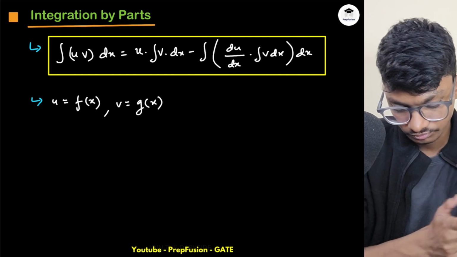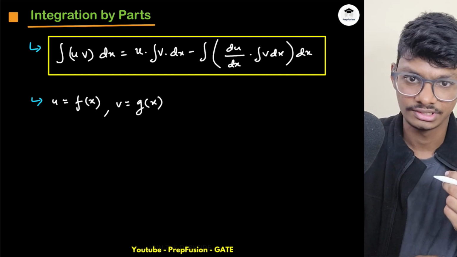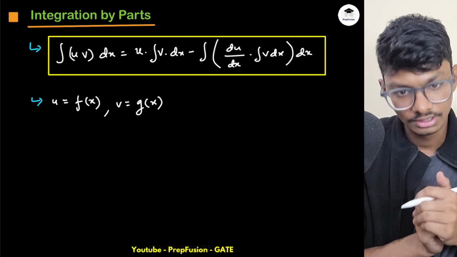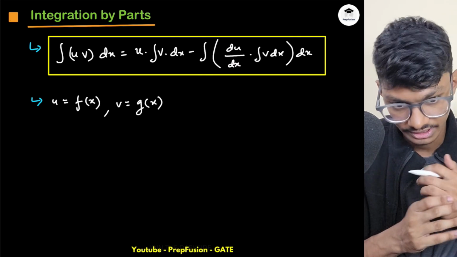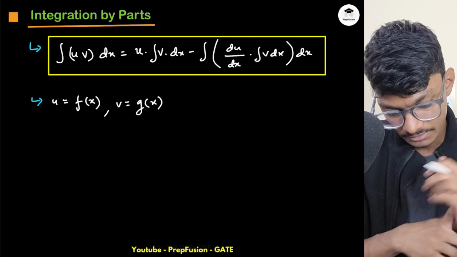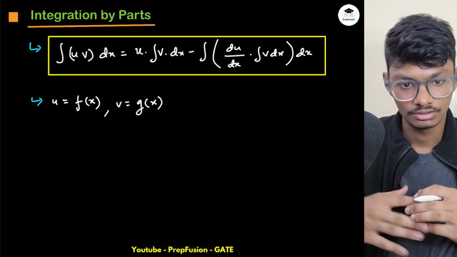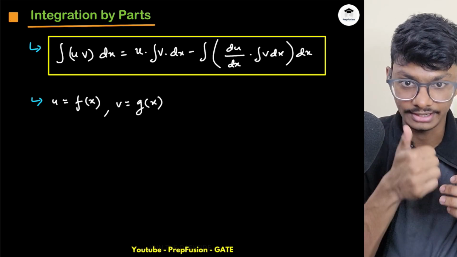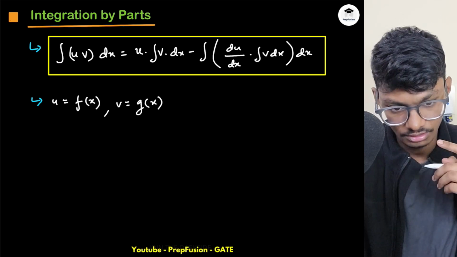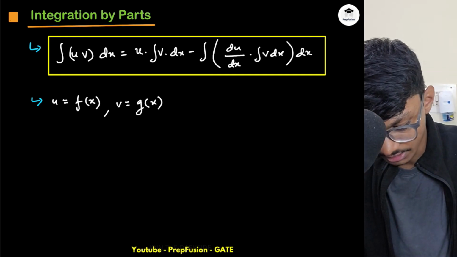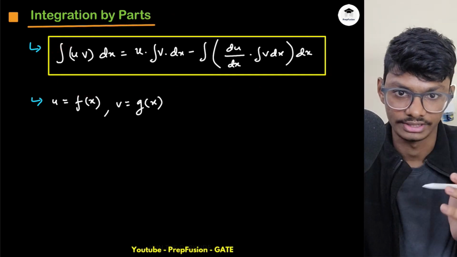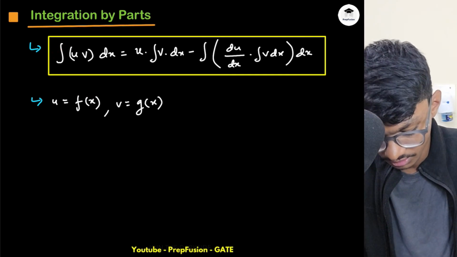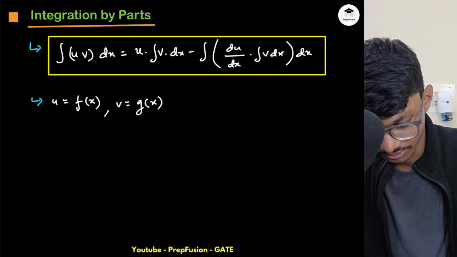So is this really true? Do we really get this? You can cross verify by differentiating whether you're getting the right answer or not. So let's check one thing: if I differentiate both sides with respect to x, what will happen?